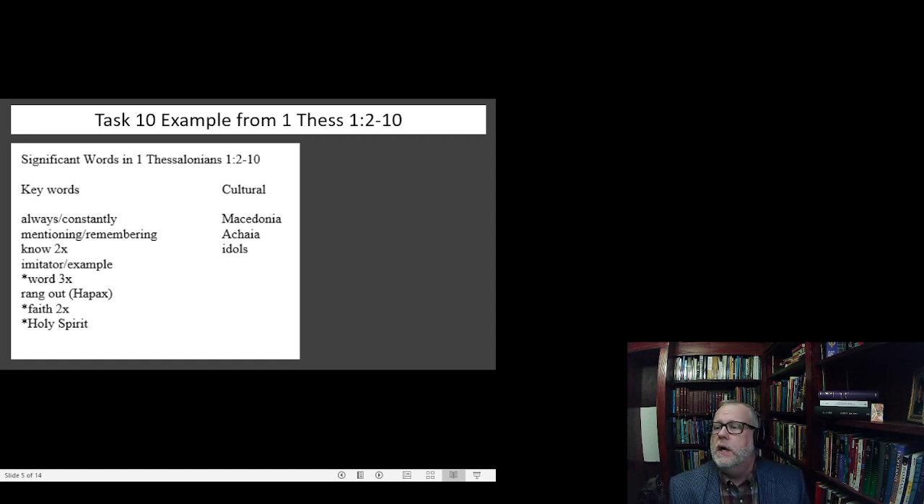So keywords, always and constantly, kept showing up in this passage. And those are synonyms, right? Or close. Mentioning and remembering, again, synonym pairs. The word know was in there twice. Imitate or example in there 3 times. Rang out was a hapax legomenon, meaning it only appeared once. Faith was in there twice, and Holy Spirit was in there. Cultural words included Macedonia, Achaia, 2 geography terms, and idols, which points to the Gentile culture at this point.